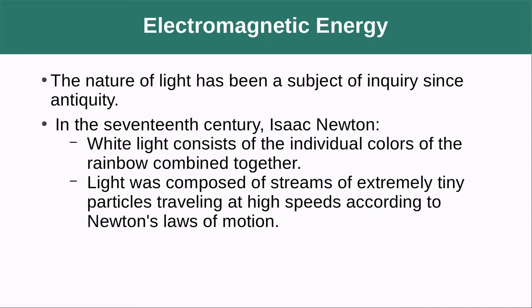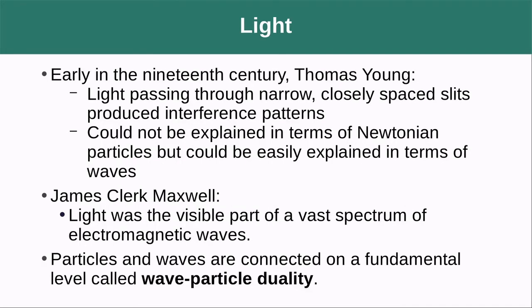And then he started to theorize that light was composed of streams of extremely tiny particles traveling at very high speeds. After that, we had some early experiments. Thomas Young started passing light through very narrow slits and noticing these interference patterns. This made him start to question Newton's ideas, because while we didn't have any good math to decide why these interference patterns would happen with particles, it does fit very nicely into the theory we had about waves and how they propagate.